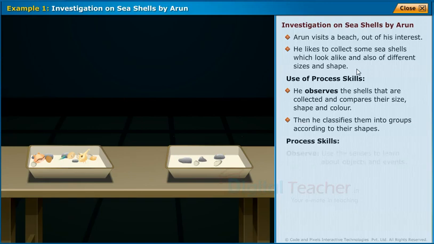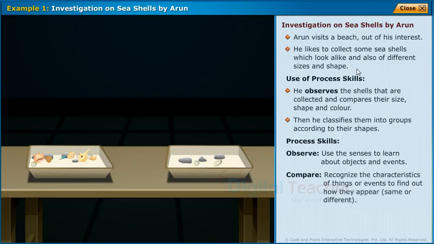Process skills. Observe. Use the senses to learn about objects and events. Compare. Recognize the characteristics of things or events to find out how they appear, same or different. Classify. Group or arrange objects or events in categories based on specific characteristics.